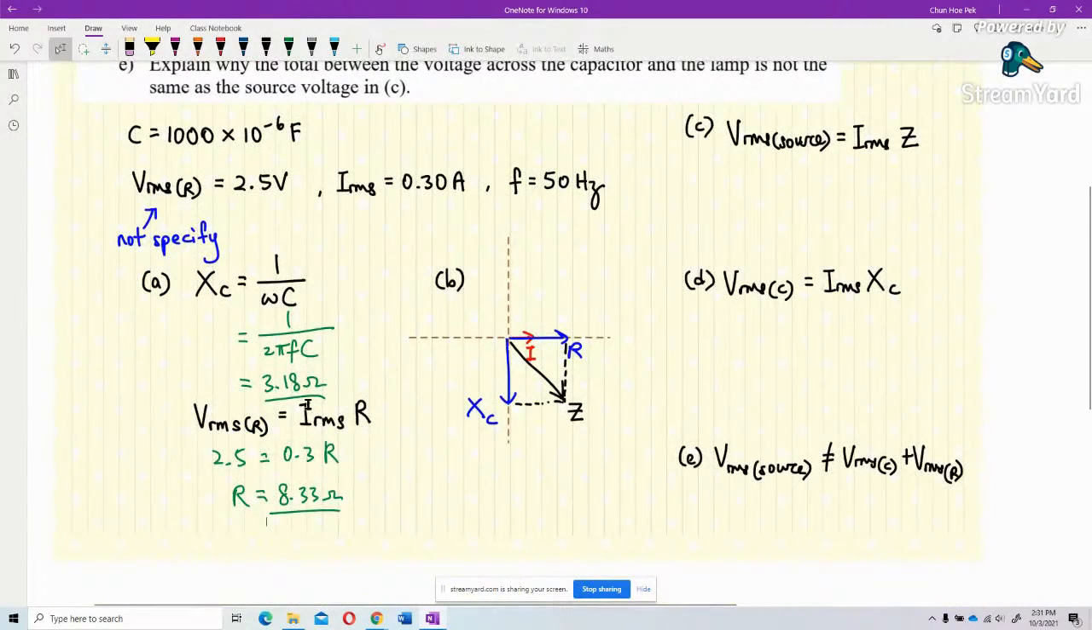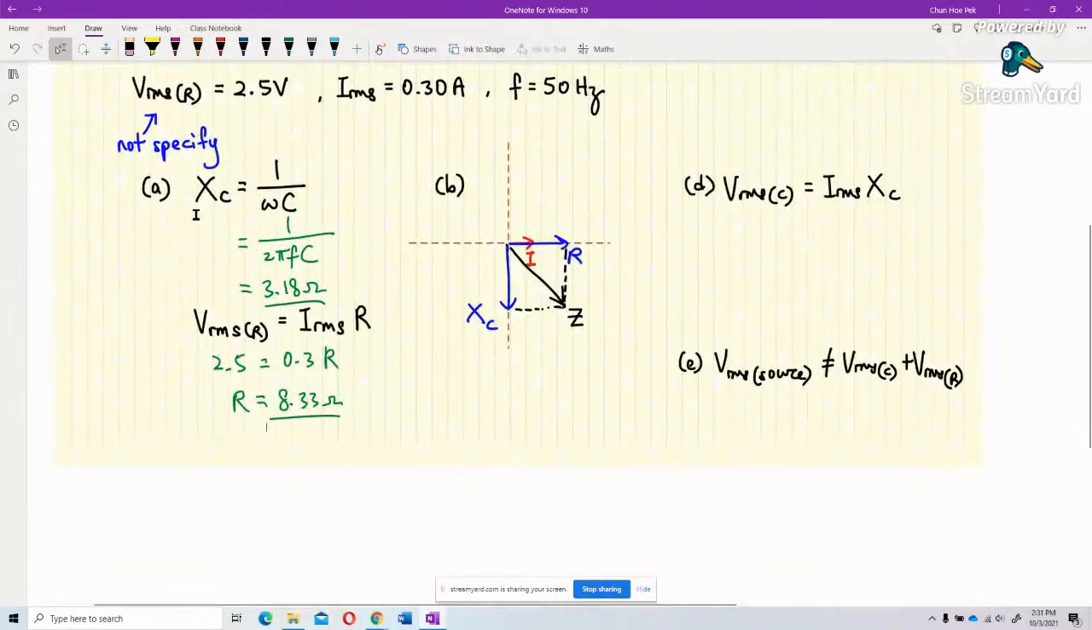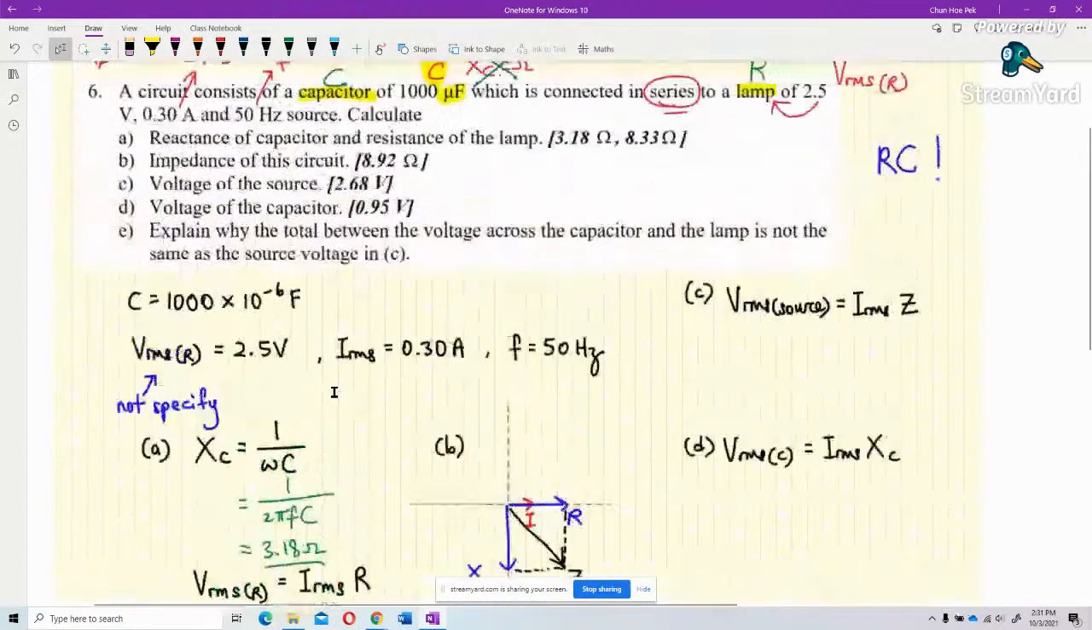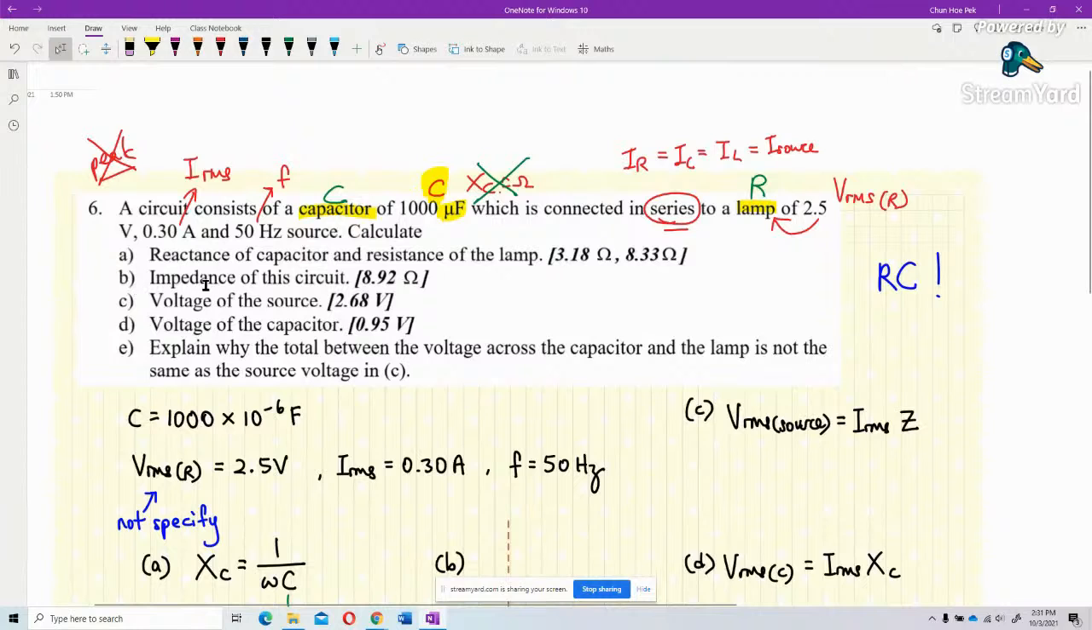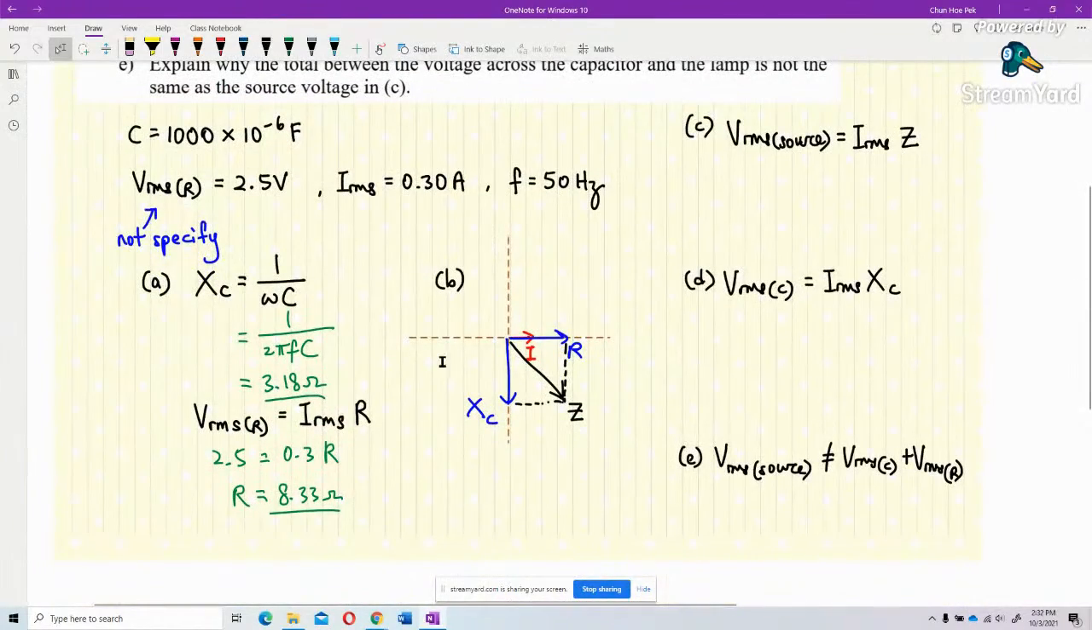Okay, that's good. Now I already have XC and R. The next question should ask me about impedance. Yeah, part B asks about impedance, as expected. So impedance is Z. You want to ask us about the Z. I need to find Z. What do I do? The same process again. This is the RC circuit. Draw the RC phasor diagram.